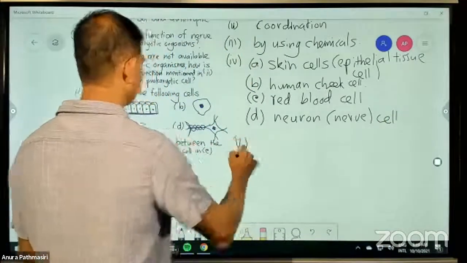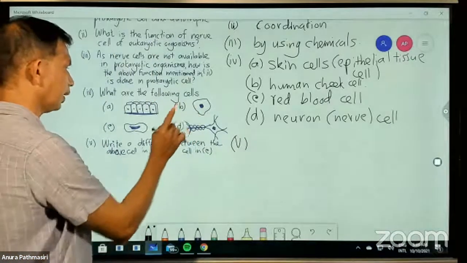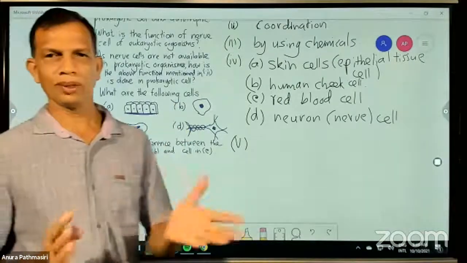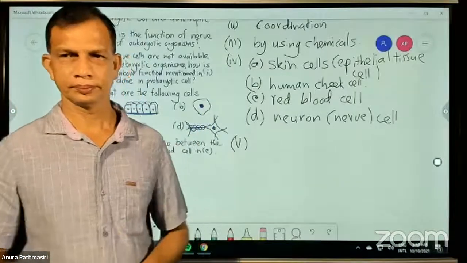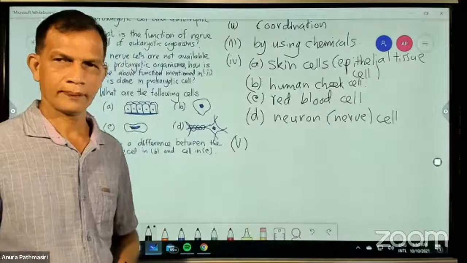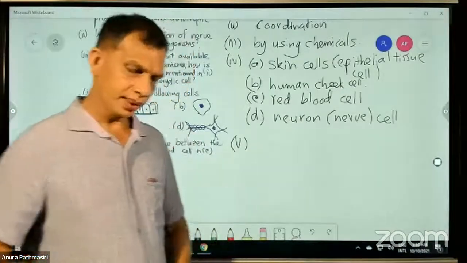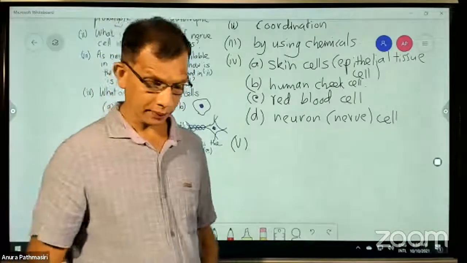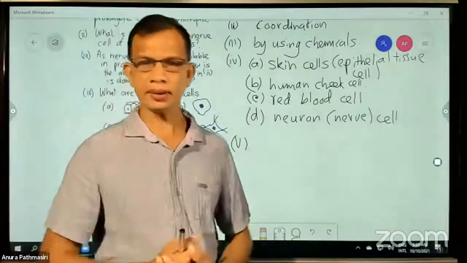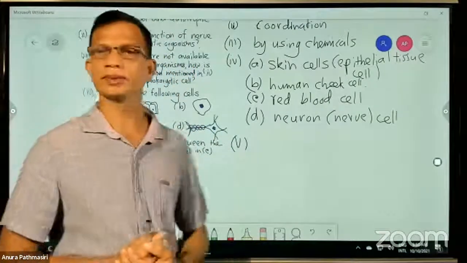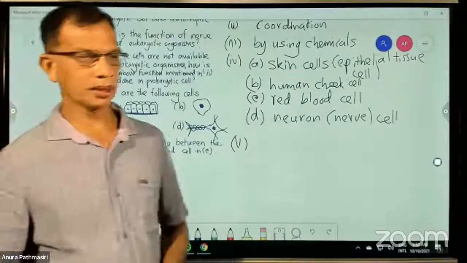And the fifth one, write a difference between the above cell in B and cell C. What's the difference between the human cheek cell and the red blood cell? It is unfair to have questions like this at this stage. All these questions are very difficult. Yeah, it's difficult. That's why we are discussing. It's fair to have them in. What's the difference between the red blood cell and the human cheek cell?